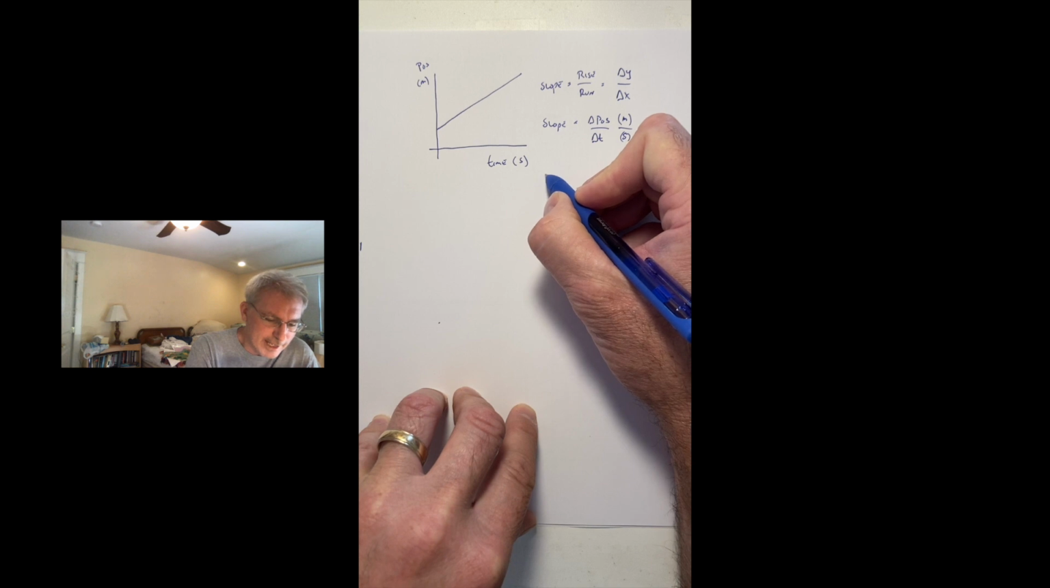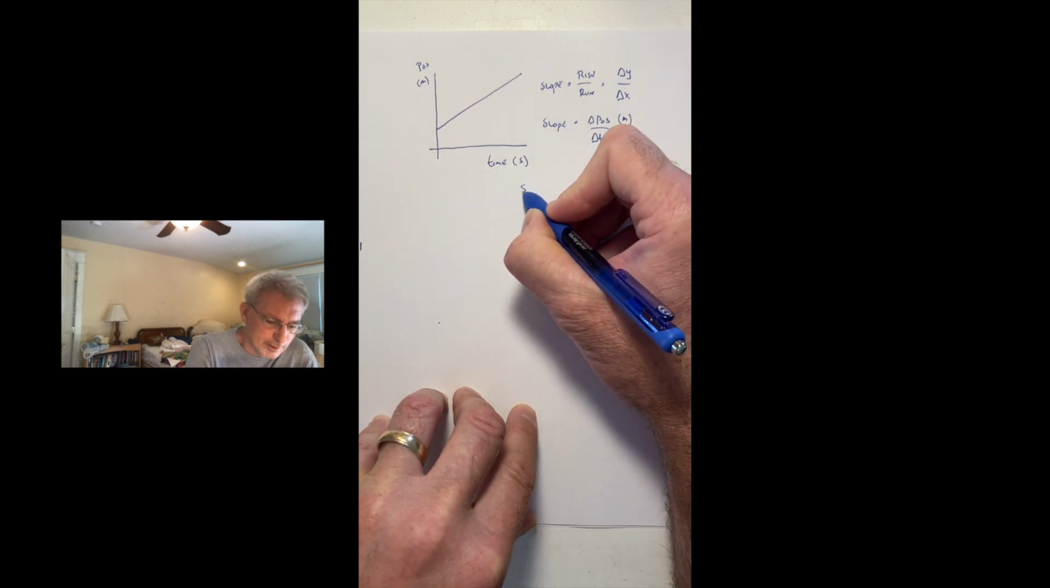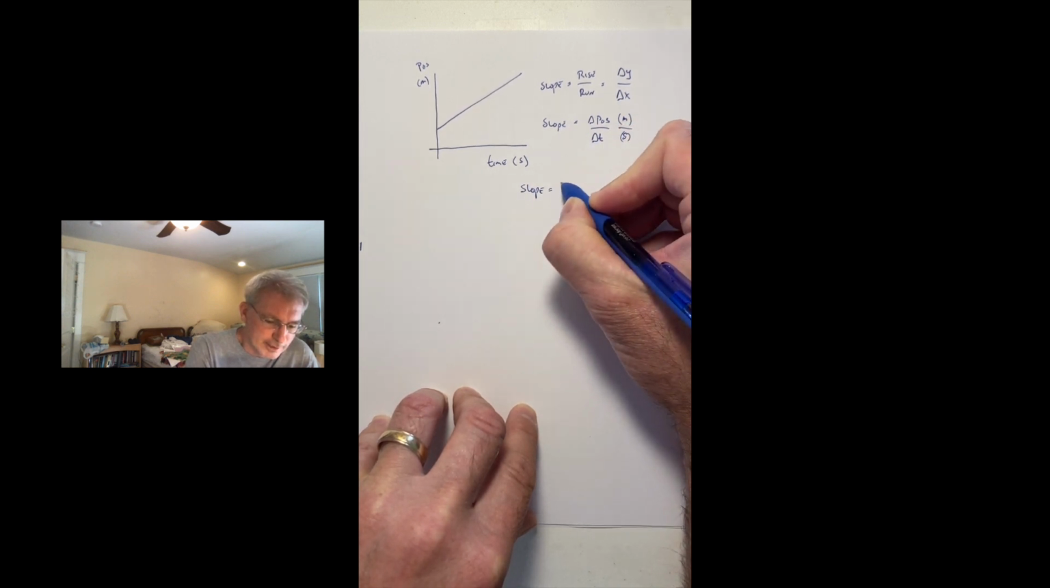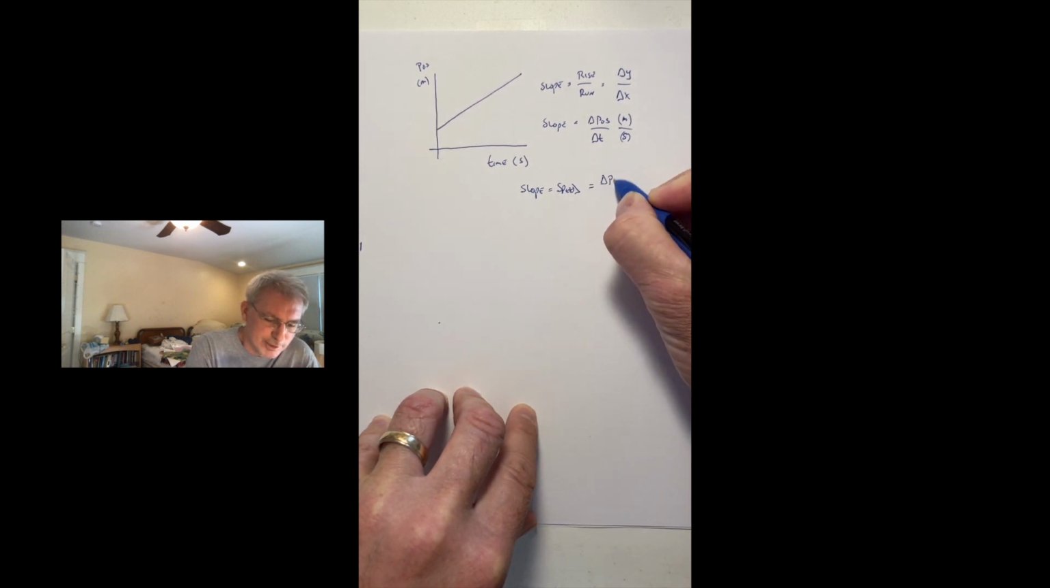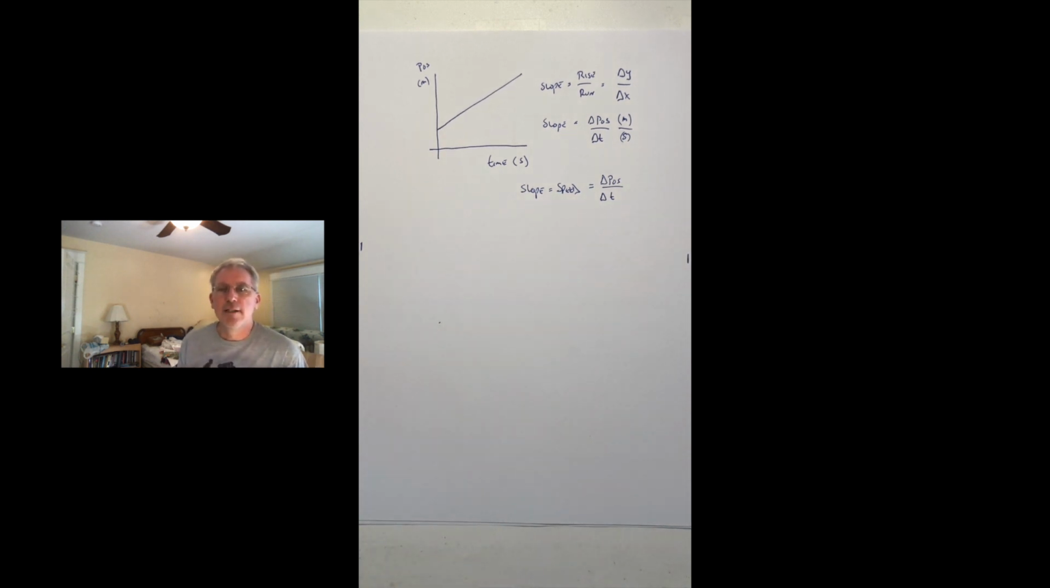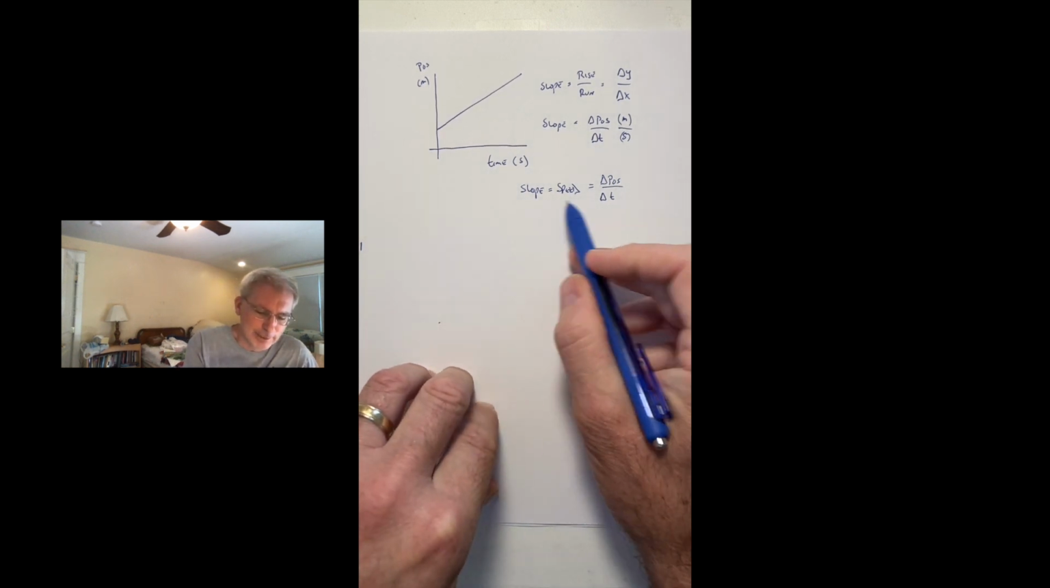So what we can say is that the slope is the speed, and that's equal to change in position over change in time. Basically, in some graphs, slopes are so important that we name them. In this case, we gave this slope a name. We called it speed or velocity. So let's flesh this out a little bit further.